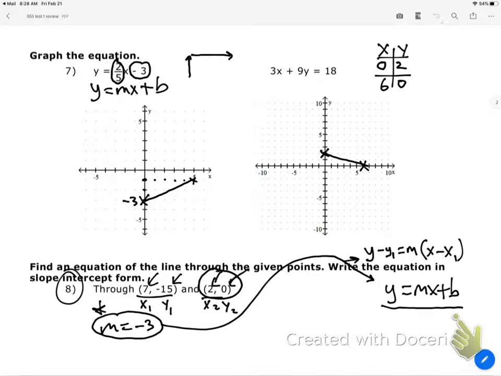So the y is 0, okay, 0. The slope, remember, what we found is -3, right here. And the x is 2. Remember, I'm using this point here. The x is 2. I'm trying to find b, the y-intercept. Okay, so that is -6 plus b. If I add a 6 to both sides, then b equals 6. So my final answer is y equals -3x plus 6.